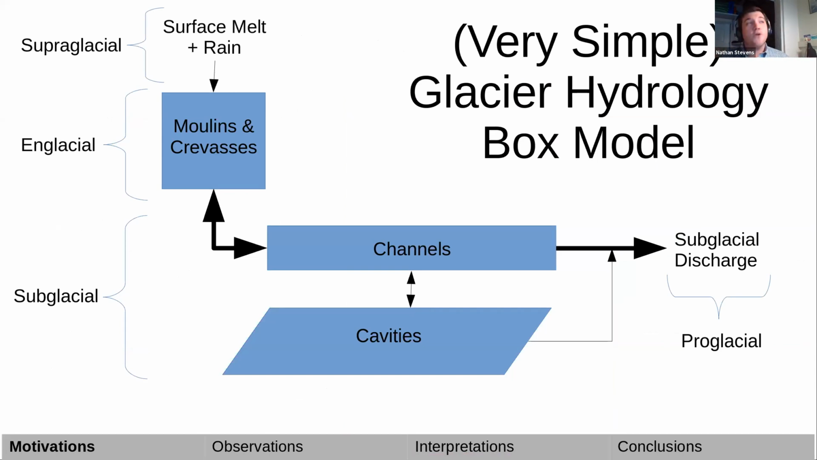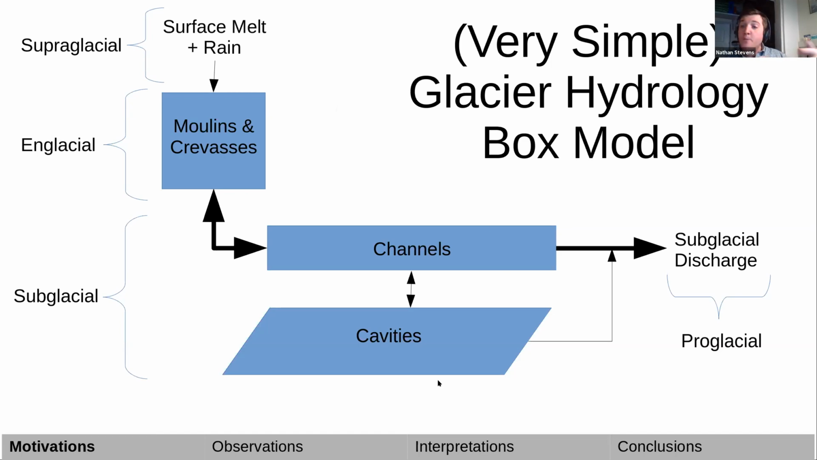So this is a story about glacier hydrology and seismology. So we can start off with a very simple glacier hydrology box model, which we'll touch back on throughout the talk. So we initially have surface melt and rain that comes from the surface, enters into moulins and crevasses, travels through the glacier, and enters into channels, flows along the channels, and discharges out the front of the glacier. There can be exchange between the channels and cavities.